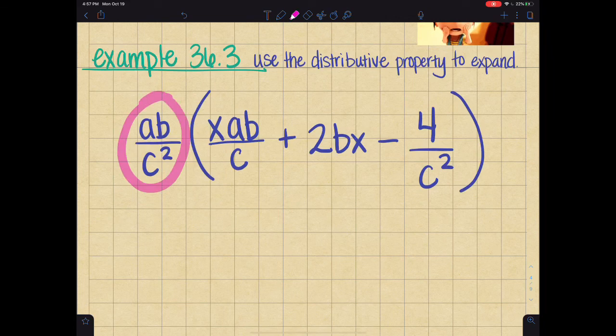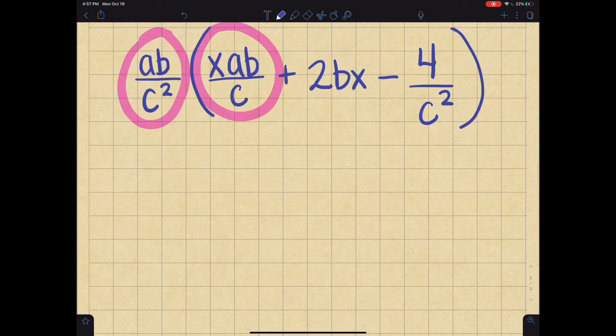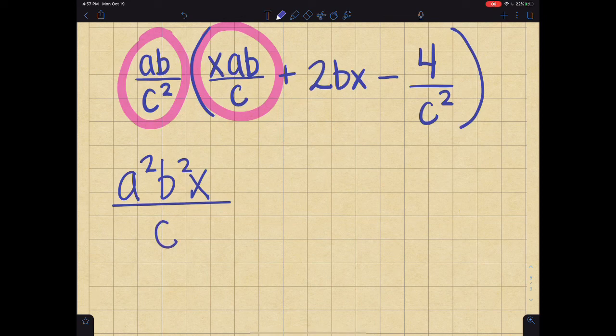We're going to first multiply this by this, okay? So if we do that, on the top, we're going to have a squared, b squared, and x, because, right, there's an a here and an a here, so that gets squared. There's a b here and a b here, so that gets squared, and then we just bring down that x. What about on the bottom? We have a c squared and a c1 here, basically, right? So it's going to be over c cubed because we add those exponents, all right? Then I'm going to put a plus sign because of this plus sign right here.